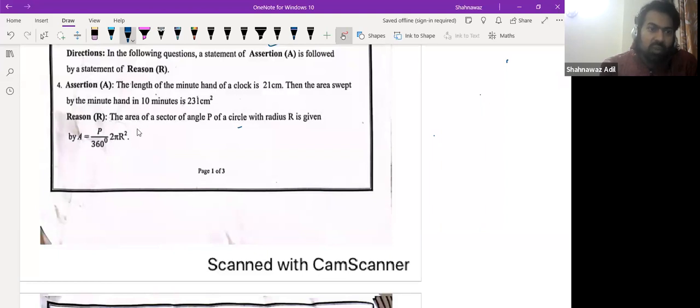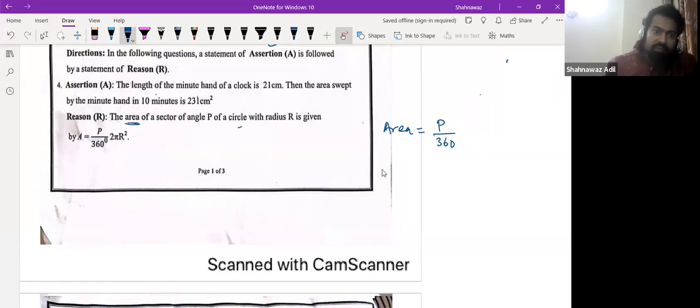They are telling us what the expression is. In an expression, we don't need the value, right? What would be the expression if your angle is P and your radius is R? What would be the area then? Theta by 360, theta is P. So P by 360, and then 2 pi r.